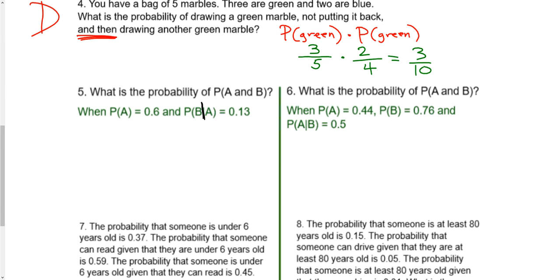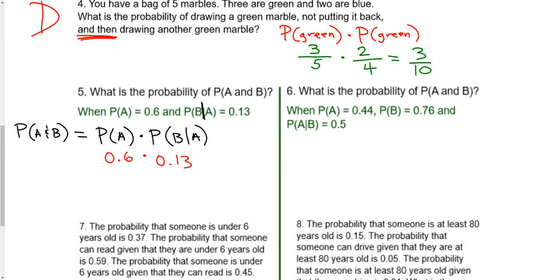So if I want to find the probability of A and B happening, so probability of A and B, look at what they give me. They give me probability of A times the probability of B given that A has occurred. And then it's straight up substitution. What values do I have? I have this one right here. This is 0.6. I have that one. That's 0.13. So I just got to type it in the calculator.